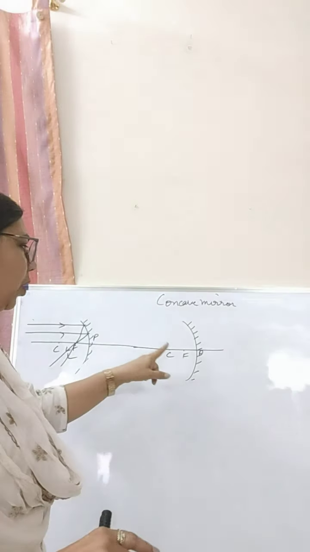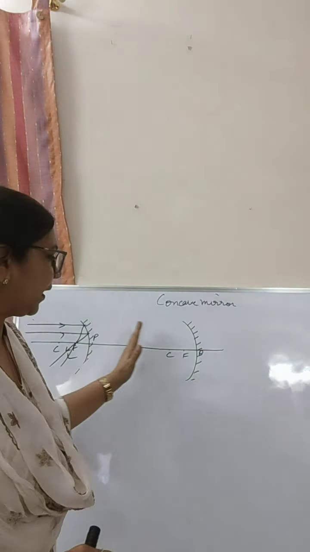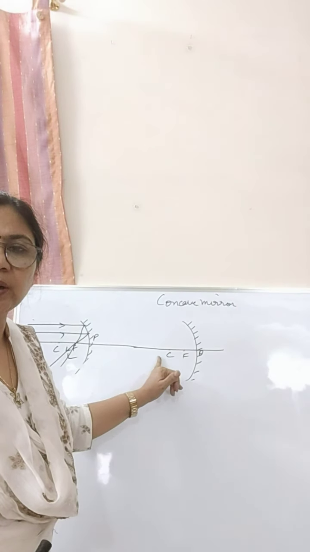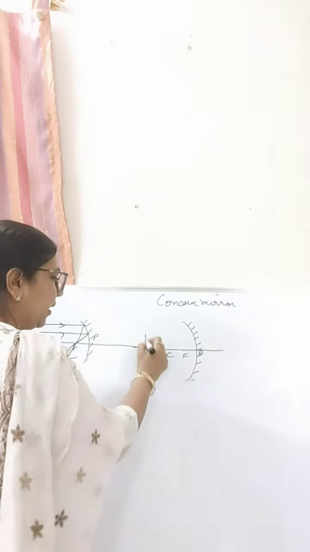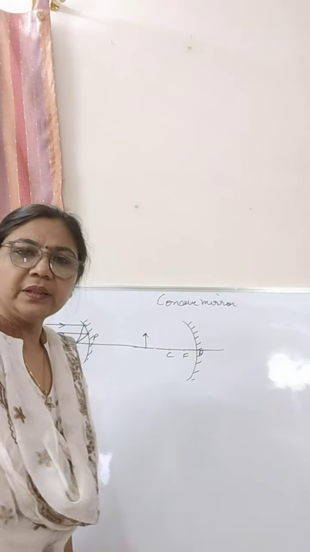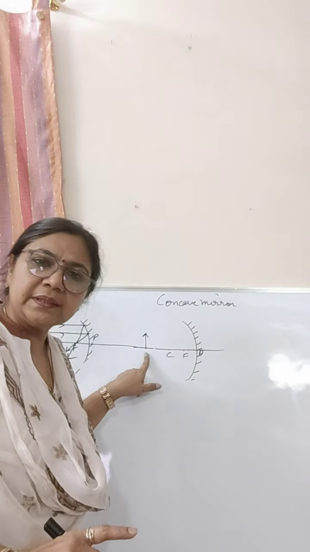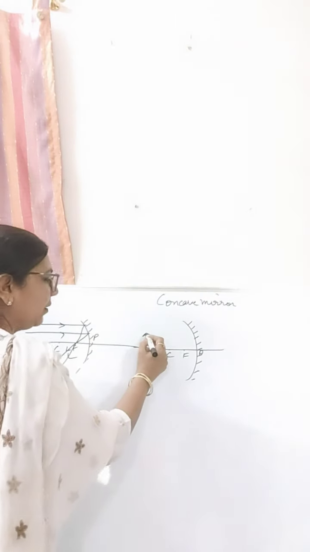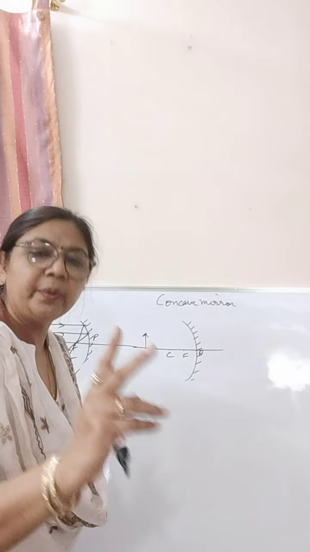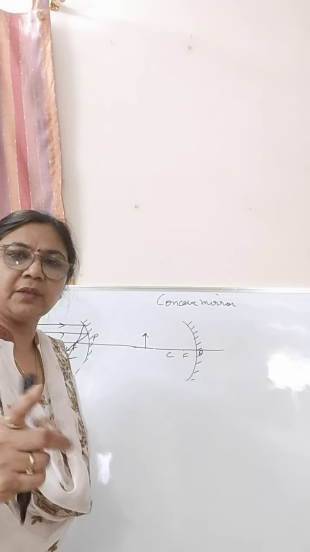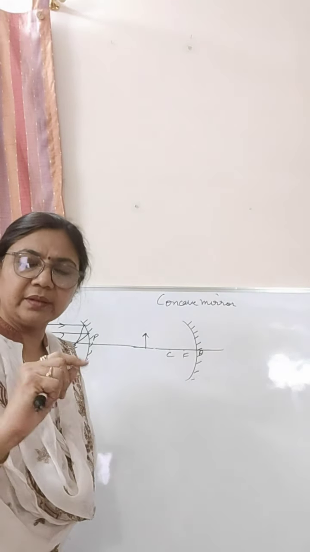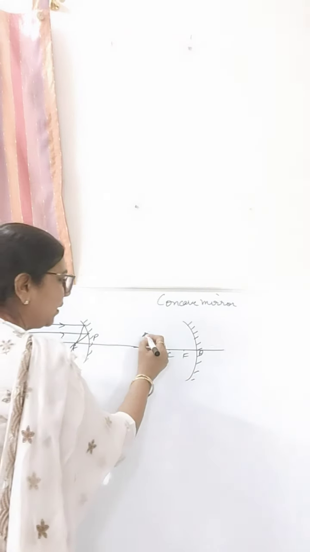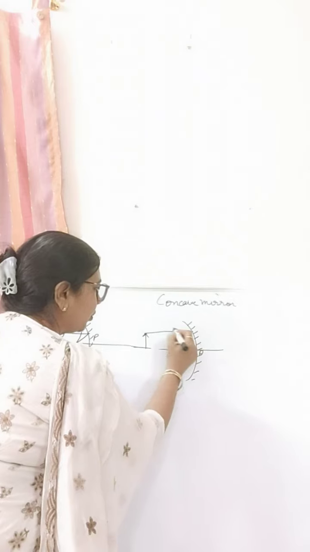Second case: the object is at a finite distance but beyond C, beyond the center of curvature. So I am taking the object here. This is the foot of the object, on the principal axis, and from the tip the ray is going. I am taking 2 rays from the tip, and where these 2 rays meet or appear to meet after reflection will be the position of the tip of the image.